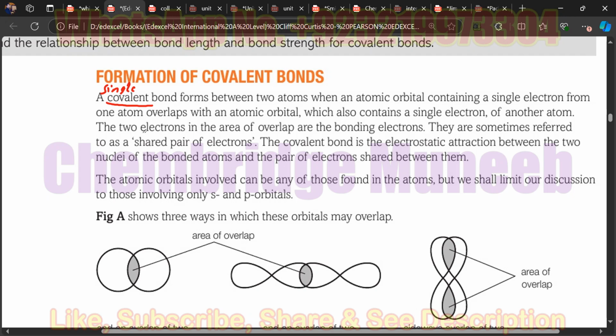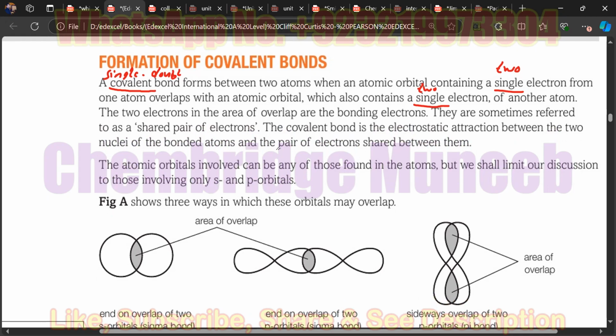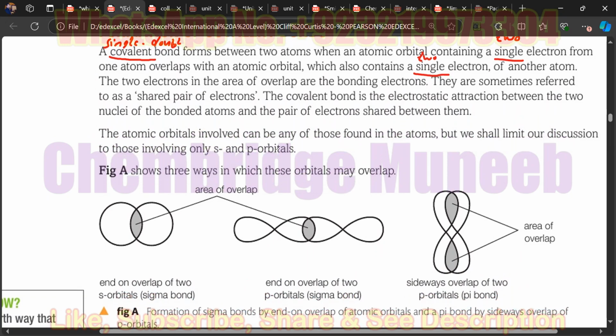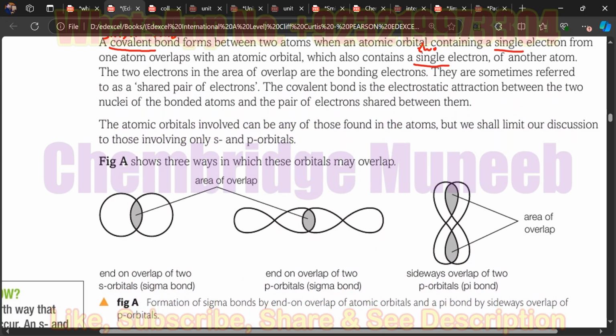And then we also have double covalent bond and triple covalent bond. And for double covalent bond you will say two electrons from one atom with two electrons of the other atom. That will represent the double covalent bond. So yes, the electrons are shared between the atoms, and then there will be an electrostatic attraction between the nuclei of the bonded atoms and the pair of electrons which are shared between them.